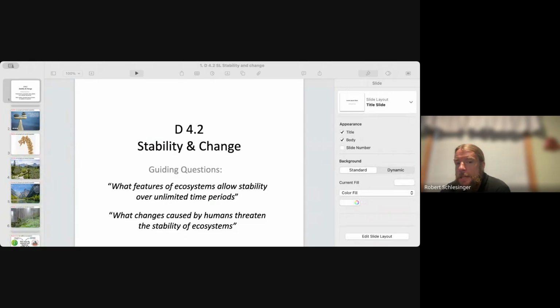And so I mentioned before different kinds of feedback mechanisms, but there are some other things that really impact the stability of an ecosystem. And so we're going to take a look at what some of those things are. One big thing is how efficiently nutrients cycle throughout an ecosystem.